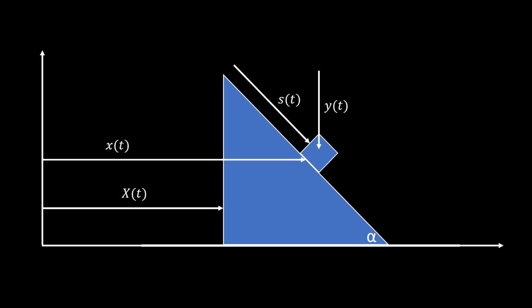These functions are related to the wedge's position and the block's relative displacement by trigonometric projection. Specifically, the horizontal position of the block depends on both the position of the wedge and the projection of s of t along the incline. Likewise, y of t is determined by the vertical component of the block's motion along the slope. This coordinate system enables us to formulate the kinematic constraints of the problem and subsequently derive the equations of motion using Newtonian mechanics or through the Lagrangian formalism.